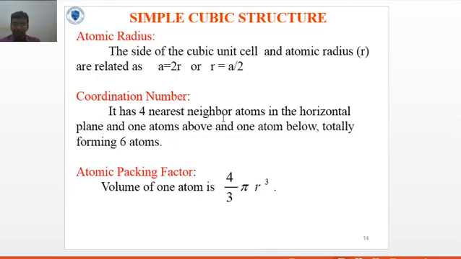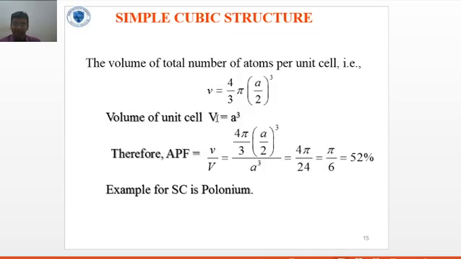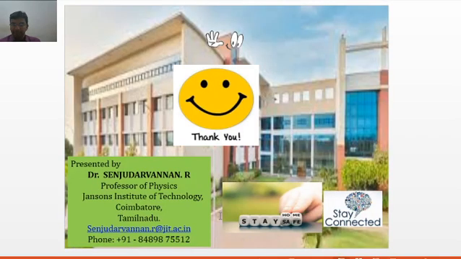Atomic packing factor: the volume of one atom is 4 by 3 pi r cube, because it is a sphere. The total volume of the unit cell is V equal to a cube. So APF is equal to small v by capital V. Substituting the values of small v and capital V, we know that it is in terms of a only, so a is cancelled with a. You will get 4 pi by 24, that is 52%. An example for the simple cubic system is polonium. Thank you.